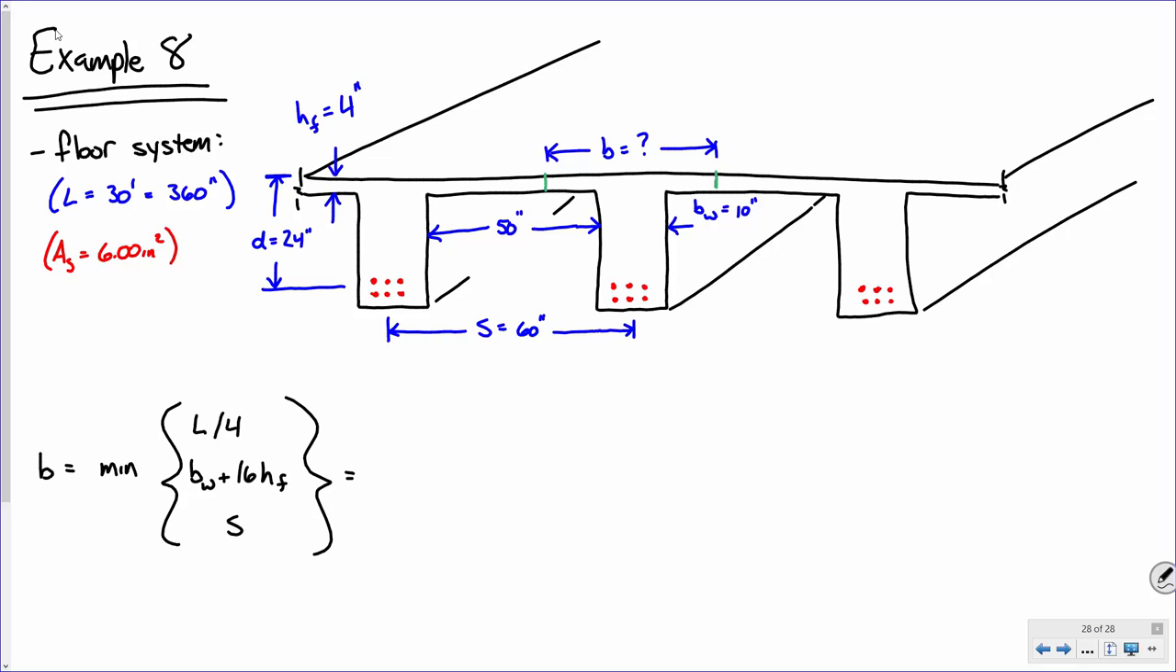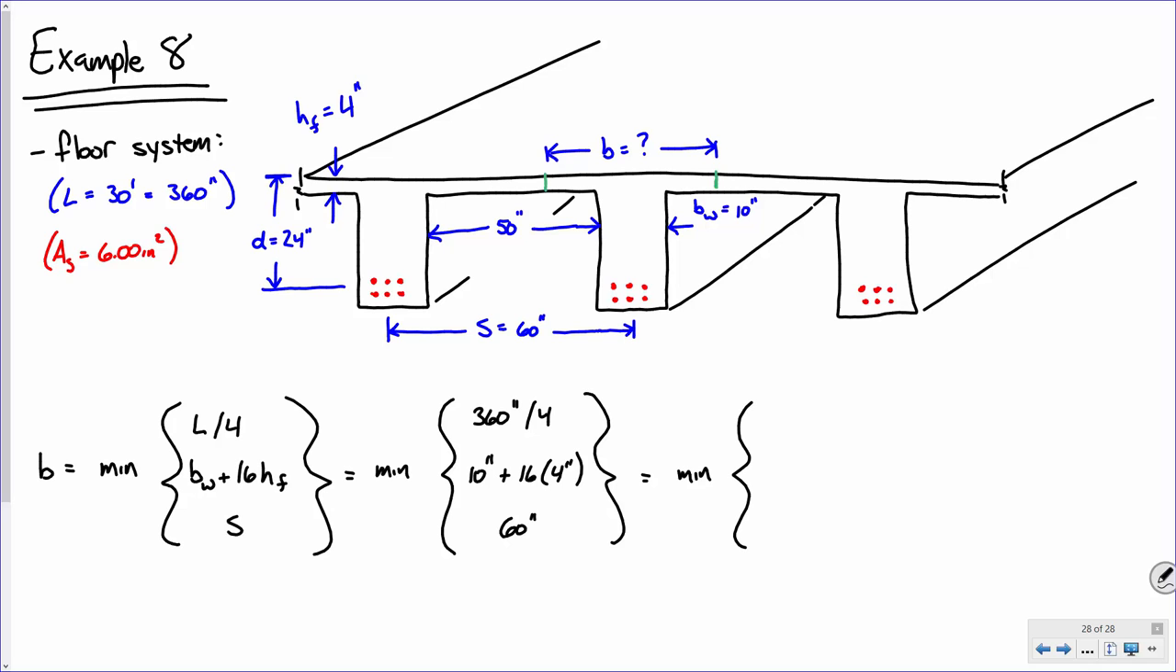Now, if you go through and plug and chug, what do we have on top? We have 360 inches divided by 4. We have 10 inches plus 16 times 4 inches. And we have 60 inches, and what do we have? We have 90 inches. 16 times 4 is 64 plus 10 is 74. And 60. And we have that.